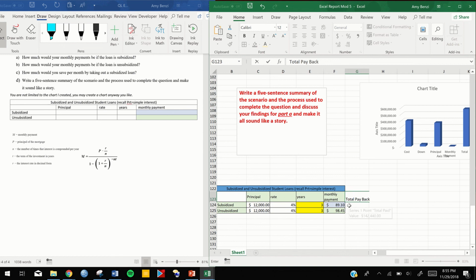The total payback here would be, we're going to say we're paying it for 10 years. That's what's embedded into the formula. So here we would have 10 times 12, because there are 12 months in each year, times this amount. And then I want to apply that same formula here. All right, so you can see that you would pay back about $1,200 more, a little less than $1,200 more with the unsubsidized. And this is just for 3 years.